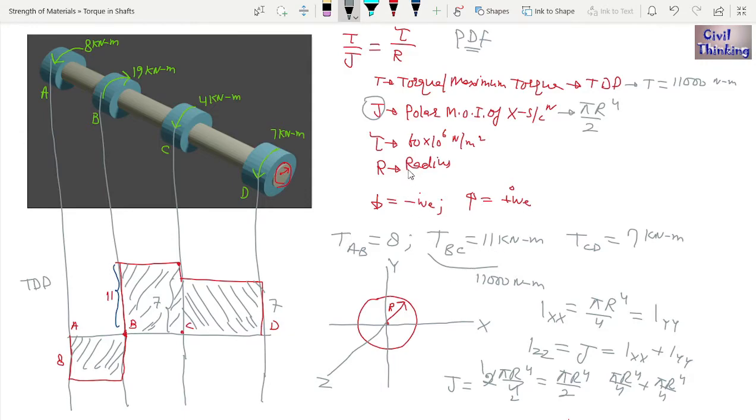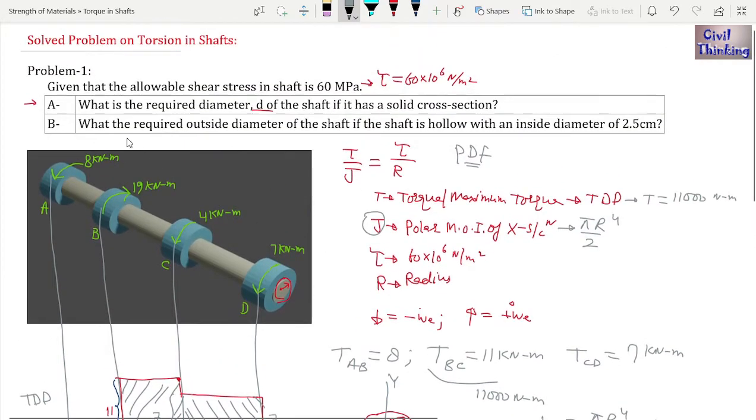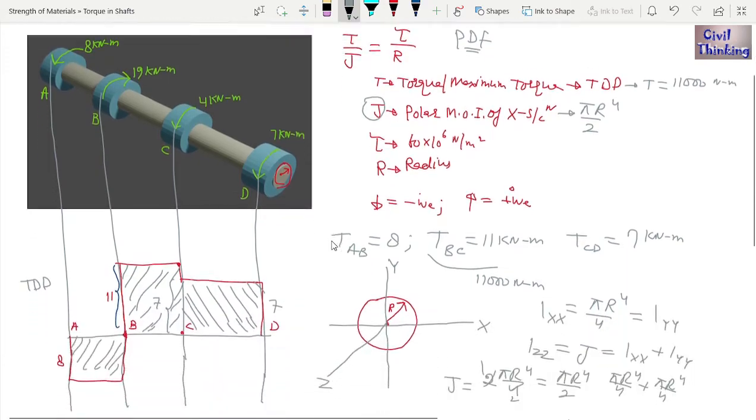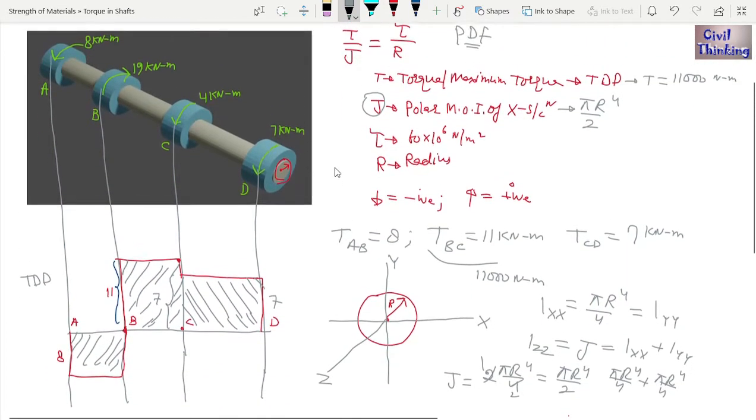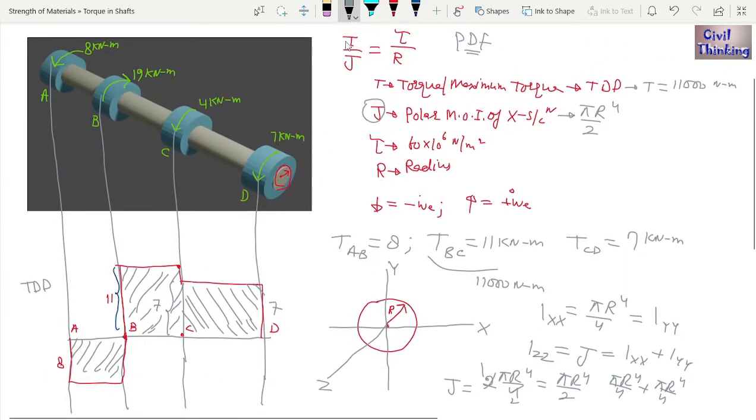Now as you can see, r is the radius and tau is the maximum shear stress. Now we have to find the diameter. As you can see here, I have to find the diameter. What is the required diameter d? So I have to convert this equation in such a way that I find the diameter term from this.